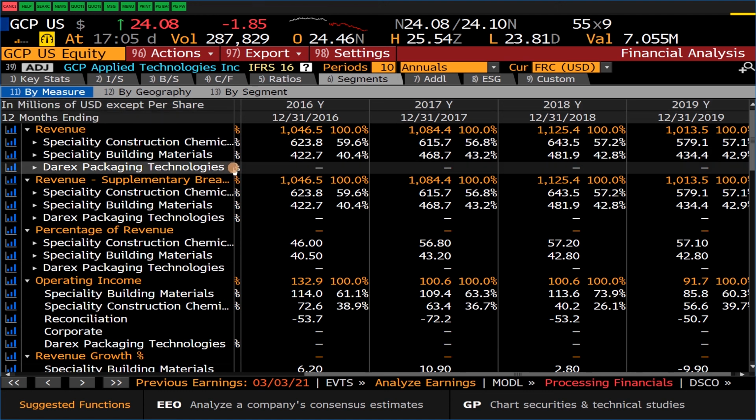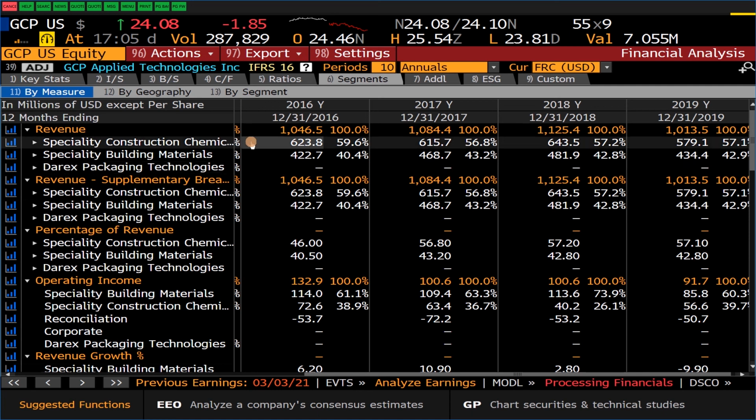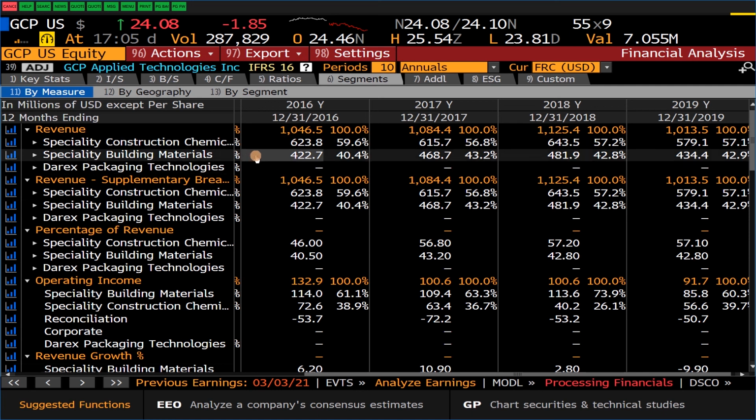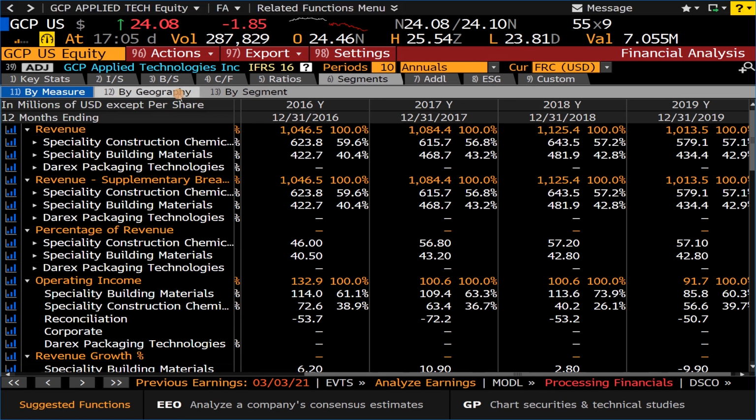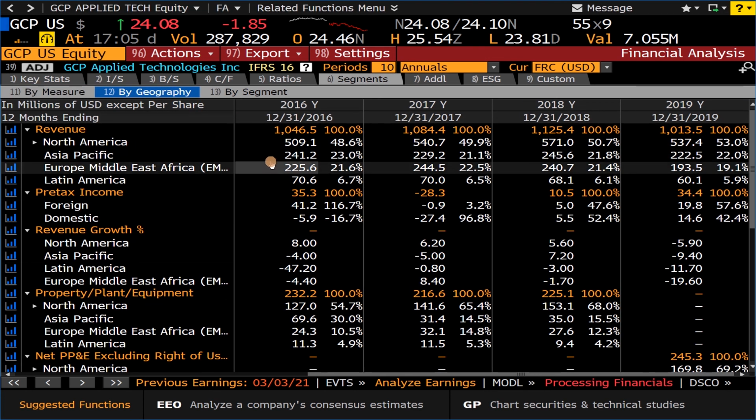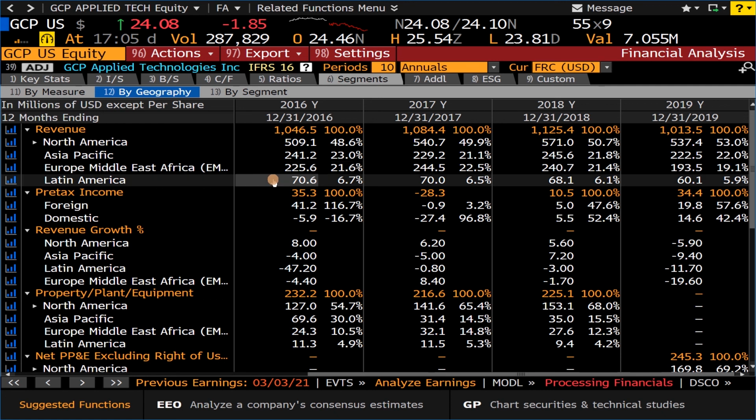As you recall, the company sold the Derex packaging segment in 2017, so that's why there's 0 being reported. The remaining two segments for the company are Specialty Construction Chemicals and Specialty Building Materials. On the By Geography tab, you can see a few of the major financial metrics broken down by geography. Items like revenue and pre-tax income, as well as PP&E are reported.